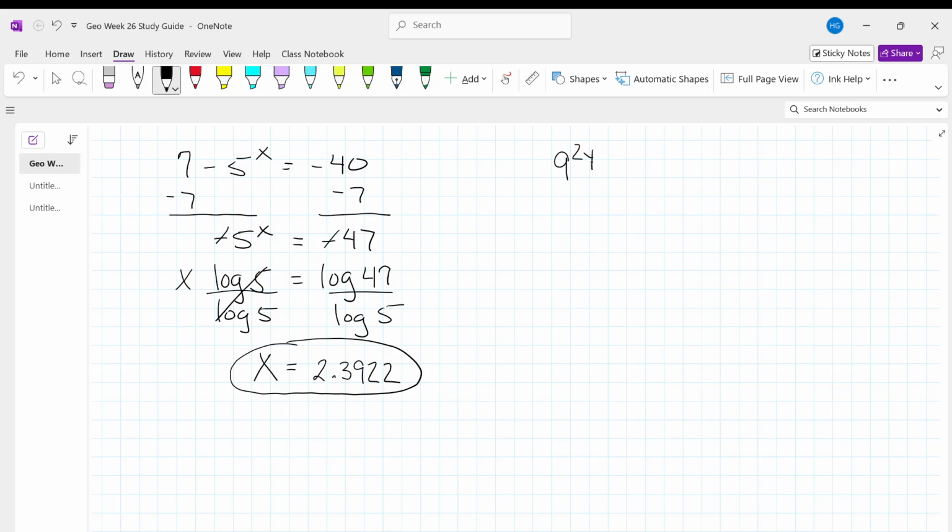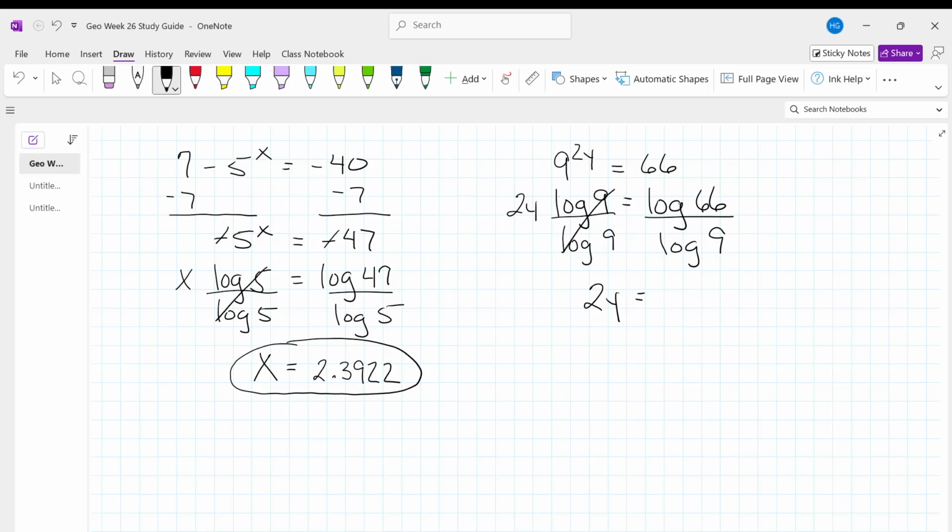9 raised to the 2y power equal to 66. Write it in log form. So 2y log 9 is equal to log 66. Divide each side by log 9. So our 2y is equal to 1.9068.